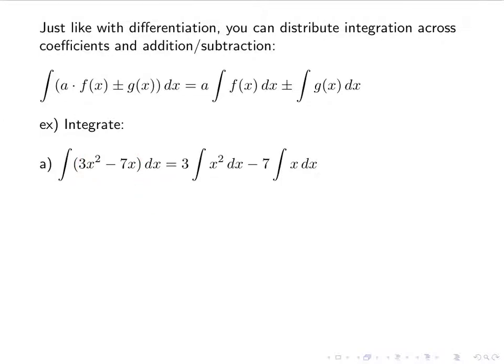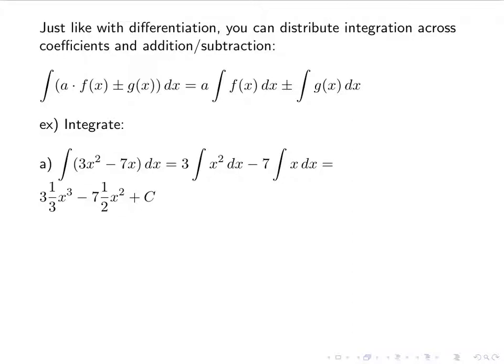So I'm going to separate it across the subtraction, and I'm also going to take the coefficients out. So it becomes 3 times the integral of x squared dx minus 7 times the integral of x dx. Again, each integral has a dx attached to it. So for x squared, that's going to become 1/3 x cubed, and I still have my original 3. And then minus the 7, and then the integral of x dx is 1/2 x squared. Right, we did both of these guys earlier.